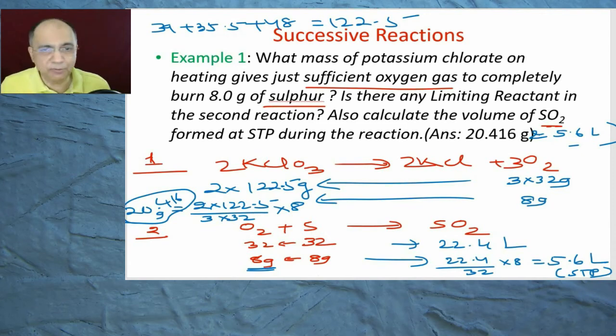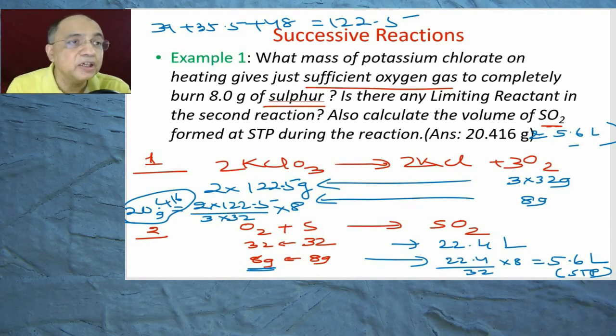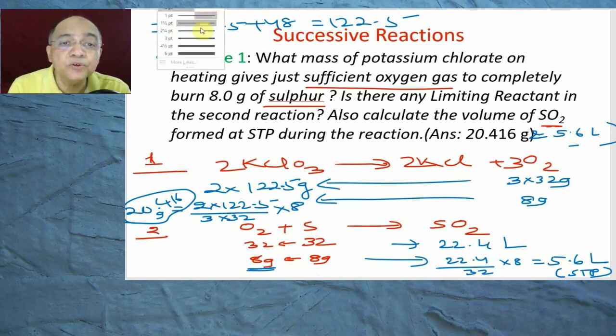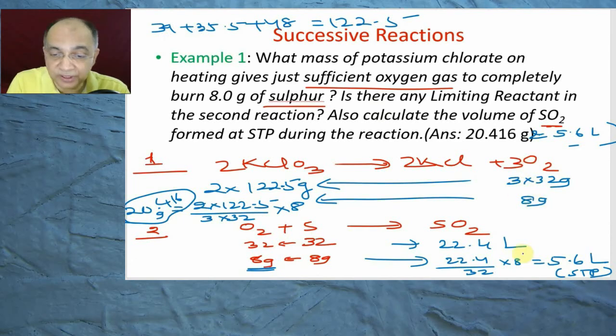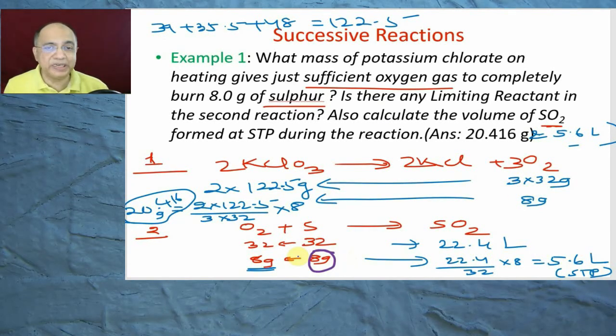Since I have already calculated, it might confuse you, but let me tell you, the only data given is 8 grams of sulfur. So what mass of oxygen is required? Tell me which equation or reaction we will tackle first.